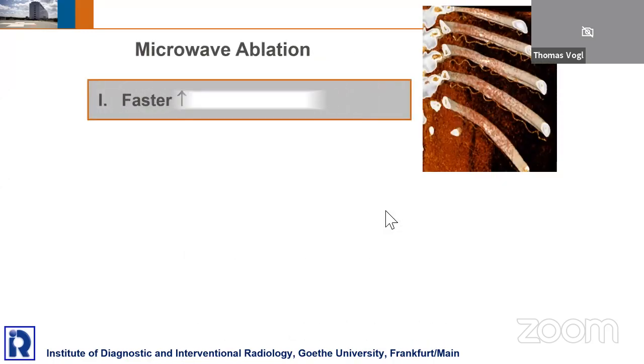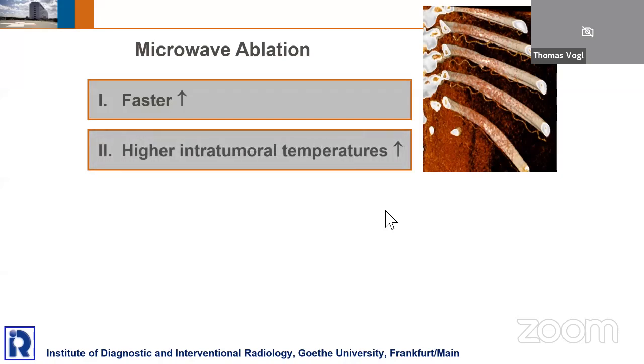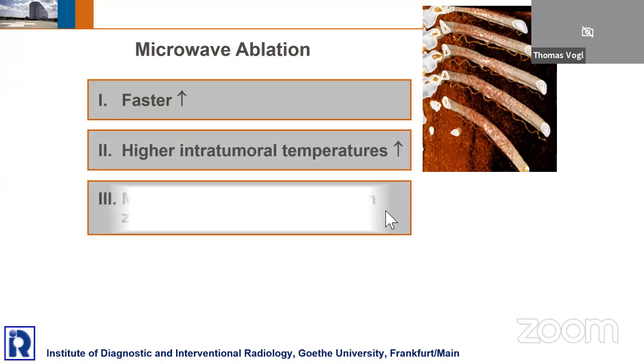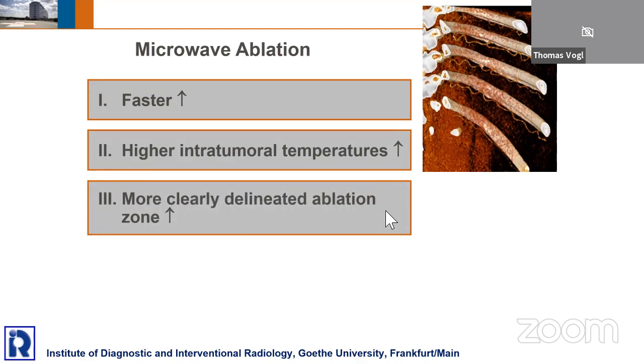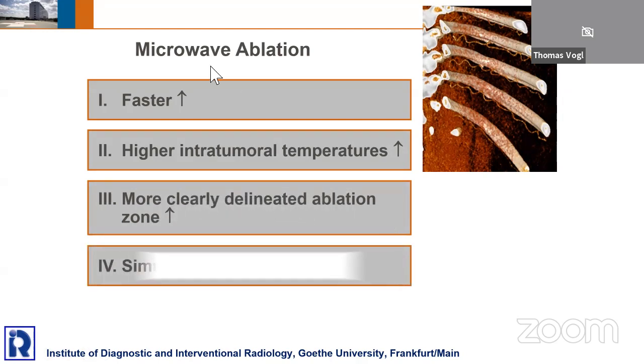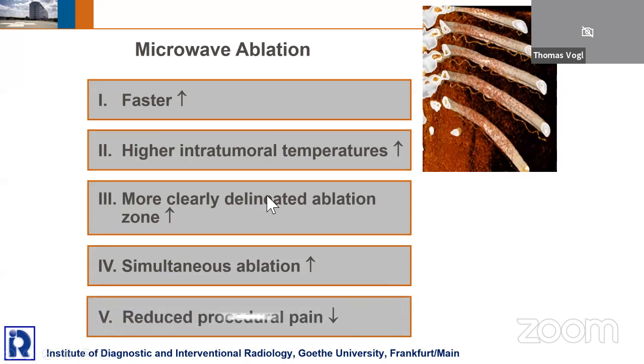So I want to summarize. If we compare ablative procedures in Frankfurt, we go mainly for the microwave ablation. Several reasons. It's faster. We have a higher intratumoral temperature. It's a very clearly delineated ablation zone. We can use the same ablation material for maybe 2 lesions or 3. Most of our patients we do as outpatients.